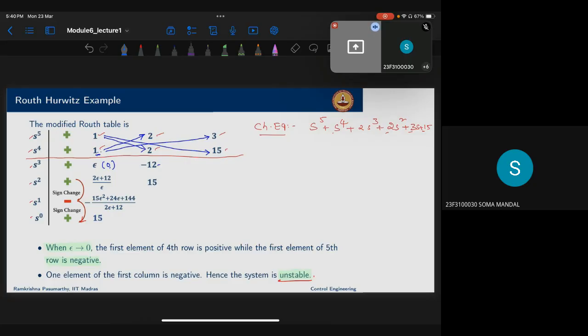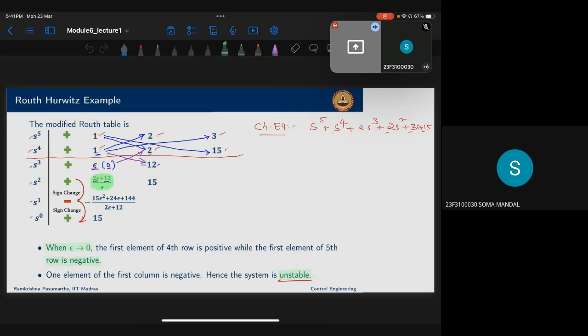So now if you continue with this 0, what will happen? 0 multiplied by 2, 1 multiplied by minus 12, divided by 0 you have to take. That is undefined. So that's why we consider this a special case and replace that 0 with epsilon and continue the calculations. Instead of 0, you continue with epsilon. So epsilon multiplied by 2 is 2 epsilon, 1 multiplied by minus 12, so plus 12, divided by epsilon. Is this clear? Any doubt?